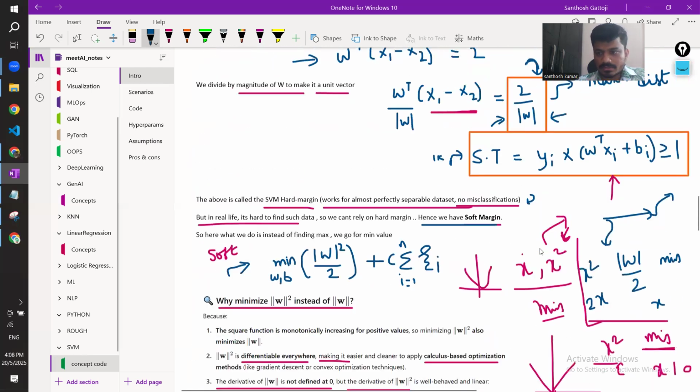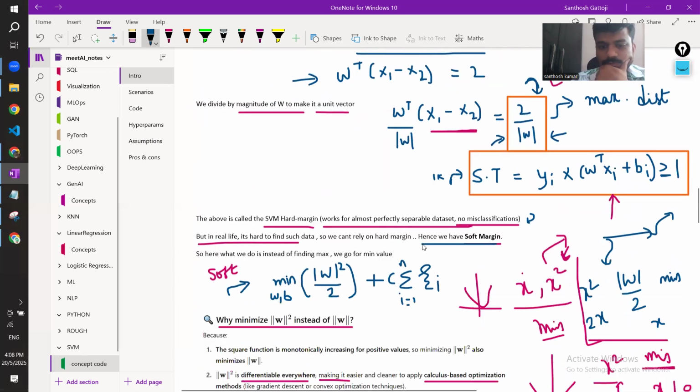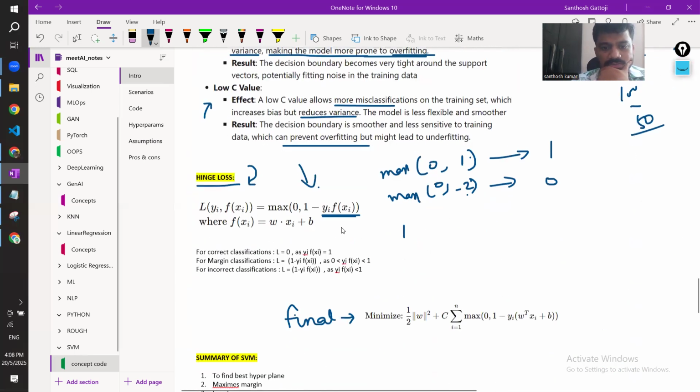I have mentioned yi f(xi) is greater than or equal to 1. But for support vectors, for the correct classification, it will be equal to 1. So for those scenarios, when you have this as 1, you are going to have the value 1. You are following, right?